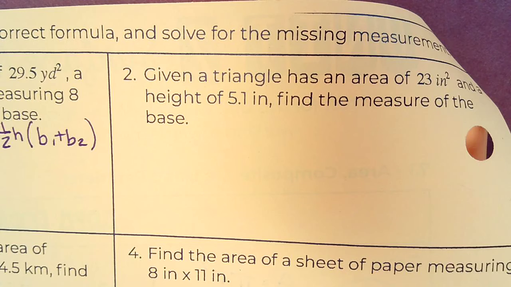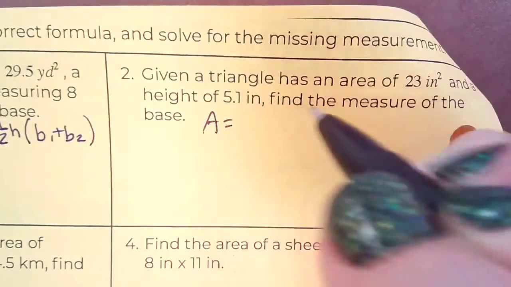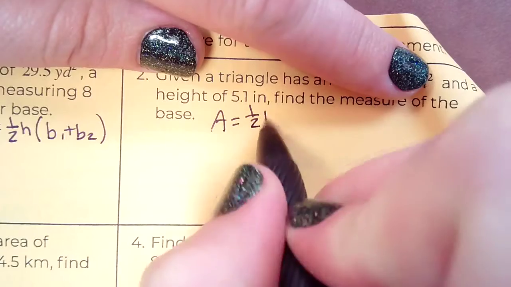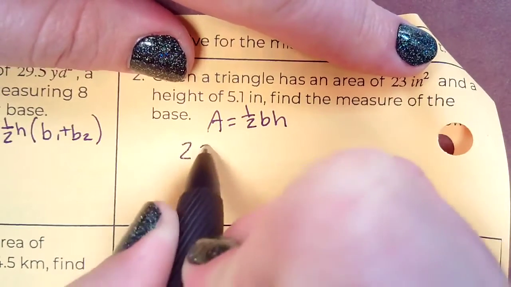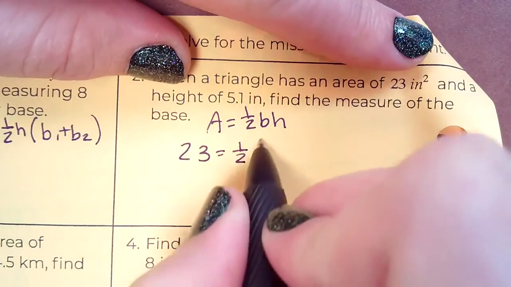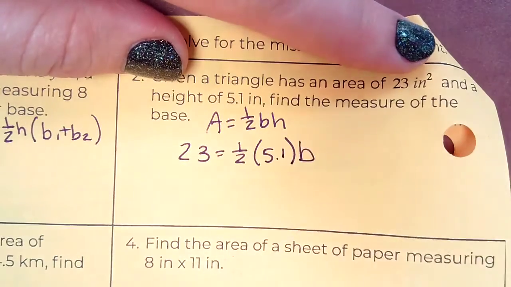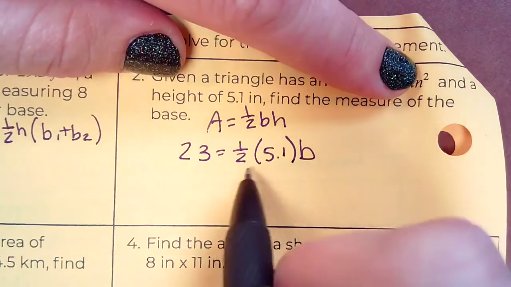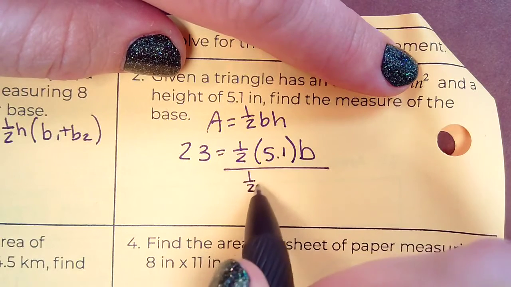Number 2, given a triangle has an area of 23 inches squared and a height of 5.1, find the measure of the base. So its area equals 1/2 base times height. The area is 23 equals 1/2 times the height of 5.1 and the base we don't know. If I want to get base alone, I can divide by 1/2 and 5.1 at the same time.